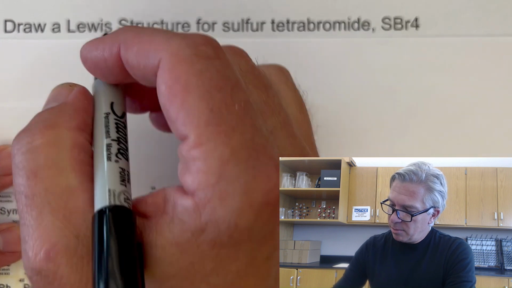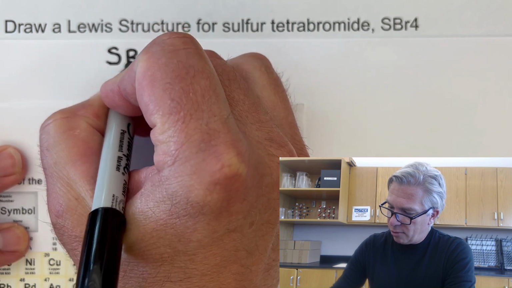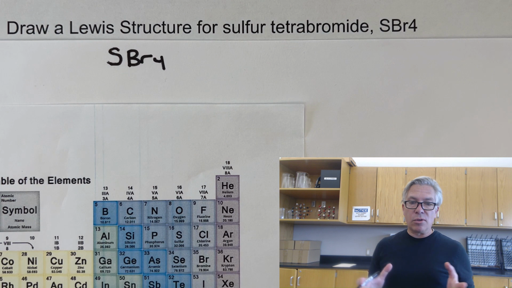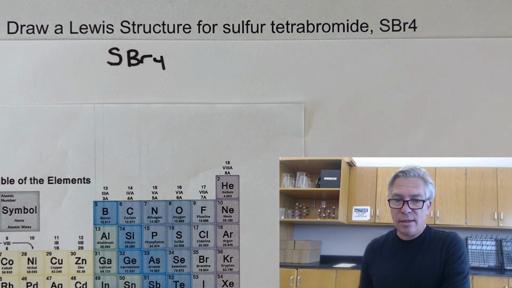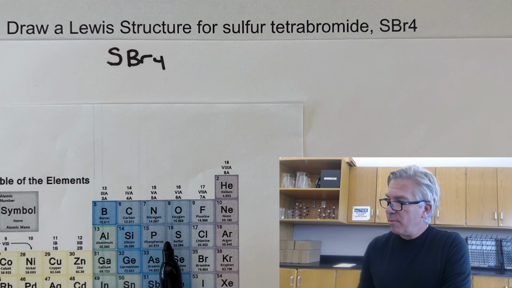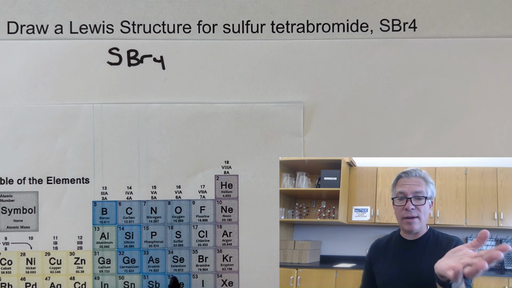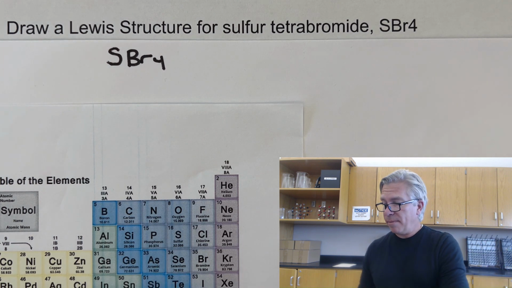tetrabromide, SBr4. And I'm just going to go ahead and write the formula for that, SBr4. I like to do that so I can organize my total number of valence electrons. Now, in my last video, I said you should look at the column of the periodic table that it's in to get the number of valence electrons, because you have to get the total first to find out how many valence electrons you're actually dealing with.